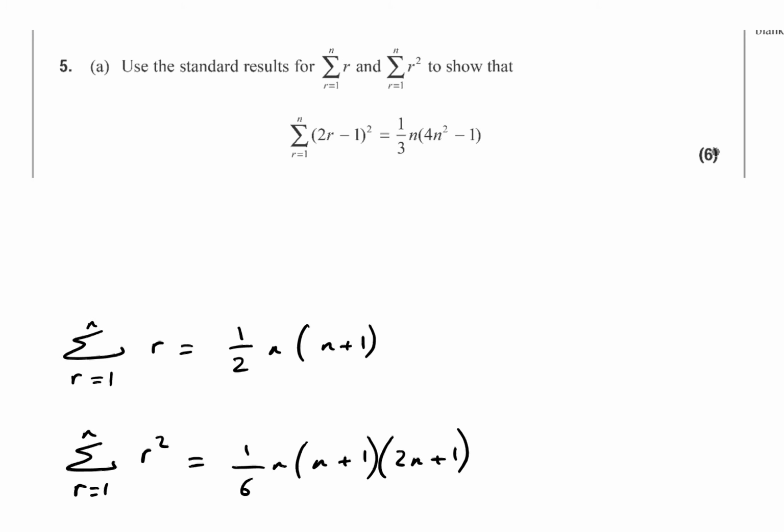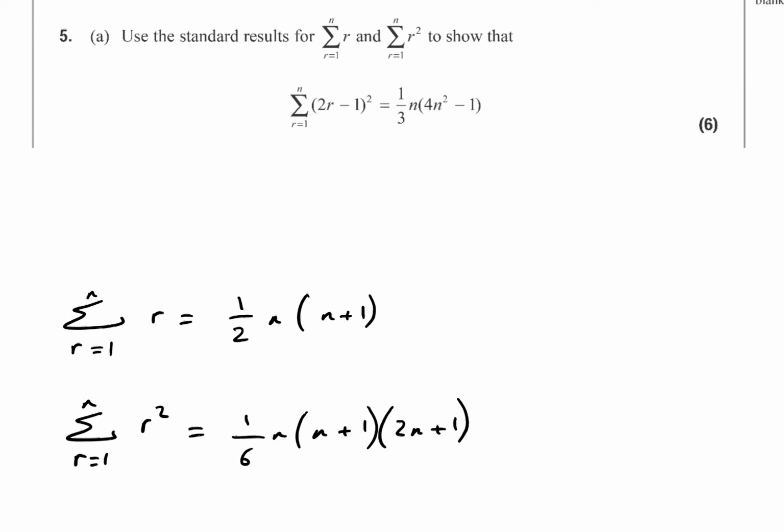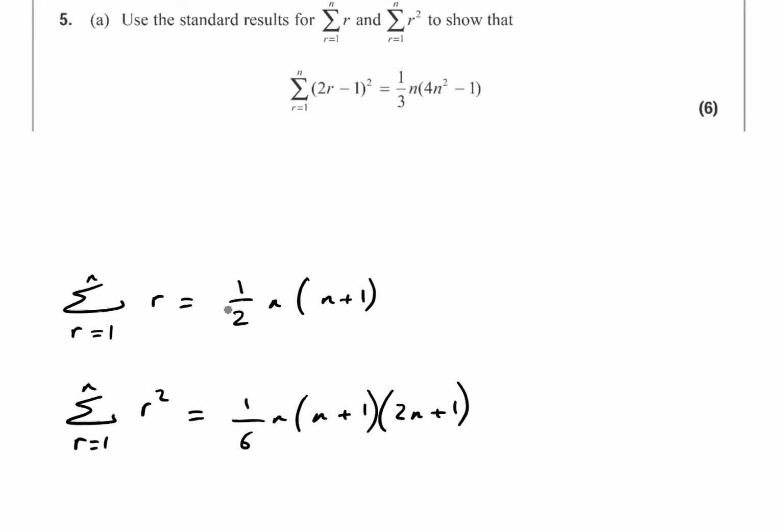Okay, so there's quite a lot of marks there. And basically what it's testing is, do you know the standard results for sum of r and sum of r squared? Okay, I've written them down there. It's worth committing them to memory because, as you can see, this is just part A. There is this part B, which I'm going to do in another video. But this is just part A, and it's already worth 6 marks.